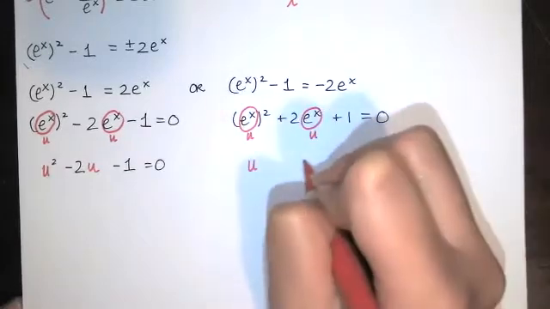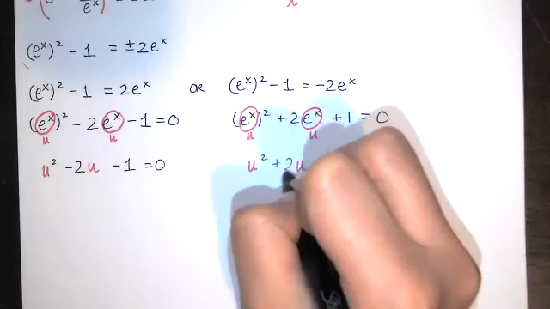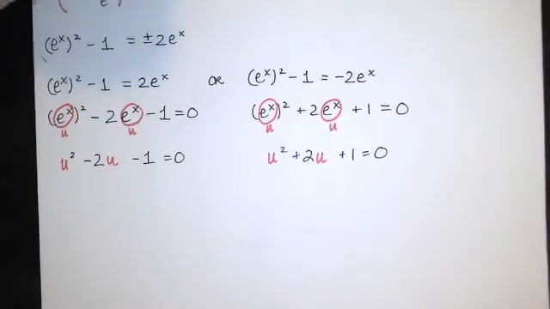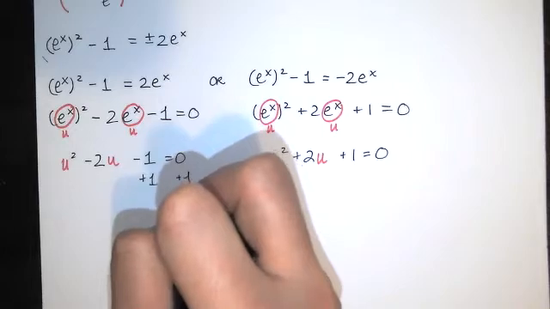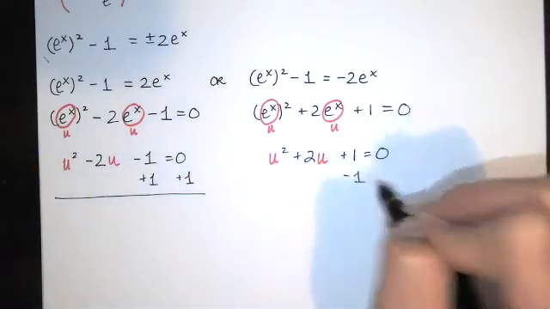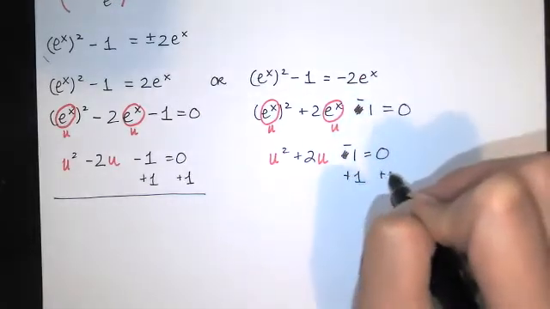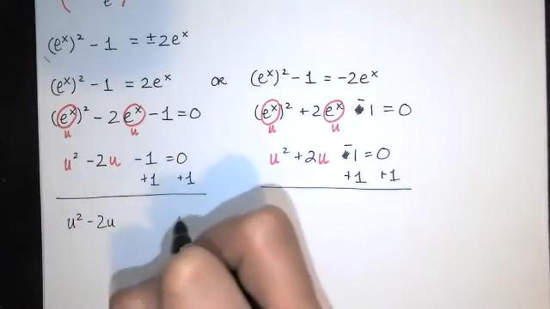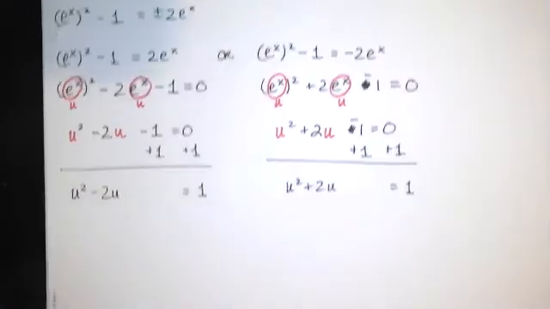And over here you've got u squared plus 2u plus 1 equals 0. And we're solving these for u. Well, I think I will complete the square on this. I'm going to add the 1 to both sides. I'll subtract 1 from both sides here. Oops, that was supposed to be a minus 1 to begin with. I'm adding 1 to both sides here as well. So I end up with u squared minus 2u equals 1, and u squared plus 2u equals 1. And we're solving these for u.